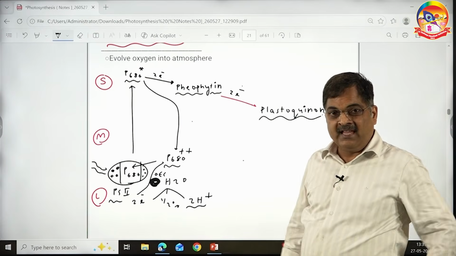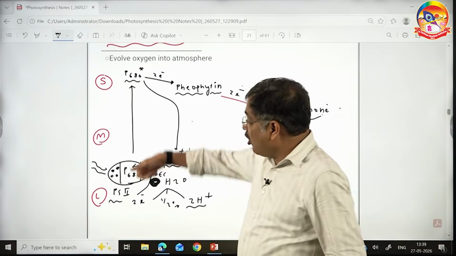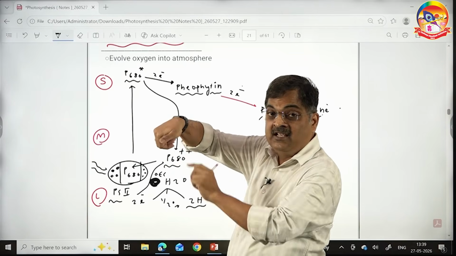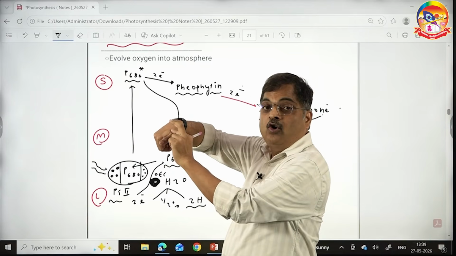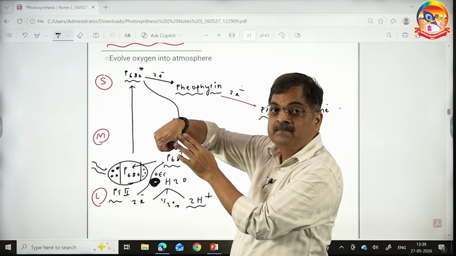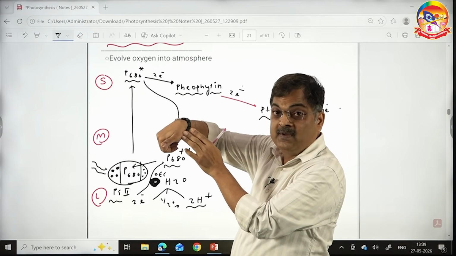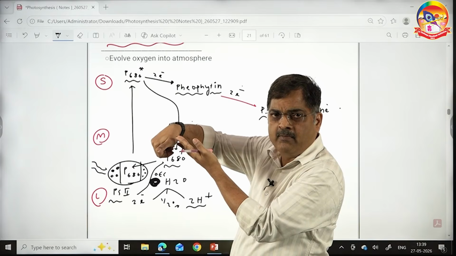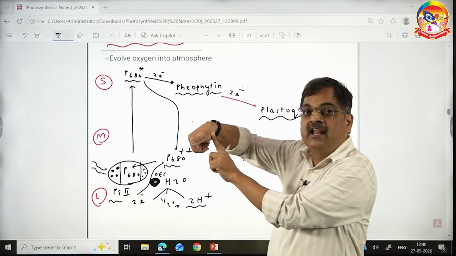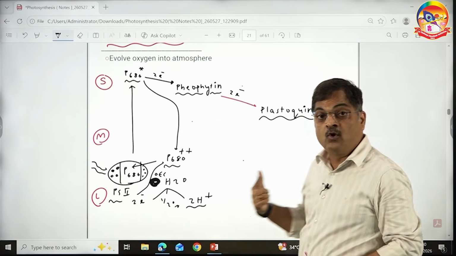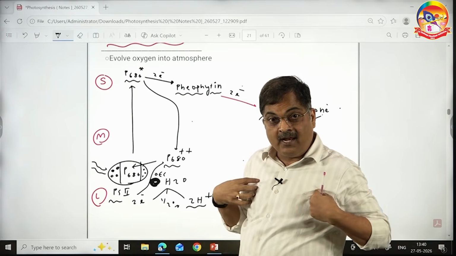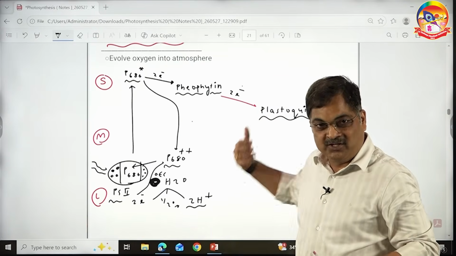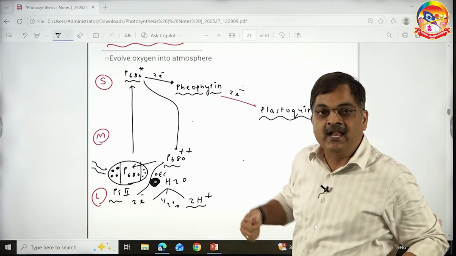Plastoquinone is a lipid. So this is the thylakoid membrane. What did you study in cytology? You studied that the thylakoid membrane contains lipids, phospholipids. Any membrane will have lipids and proteins, just like the plasma membrane. So the thylakoid membrane contains lipids. Plastoquinone is also a lipid. You are a lipid, I am a lipid, you can go. So plastoquinone can freely move, hydrophobic. It can freely move within the lipid bilayer.